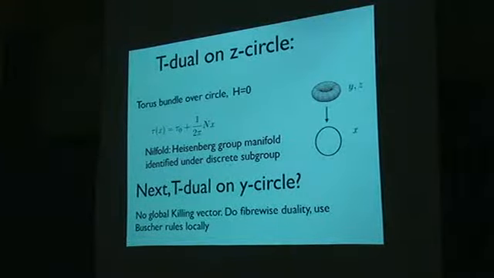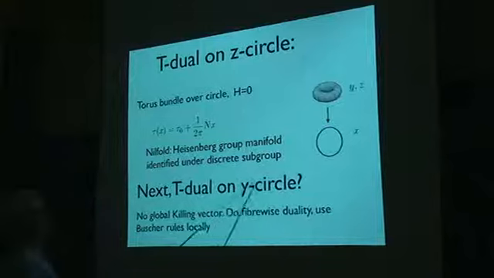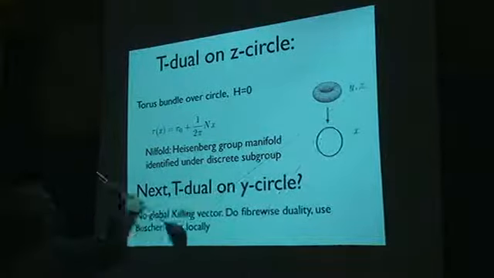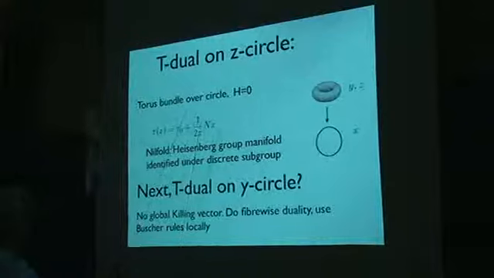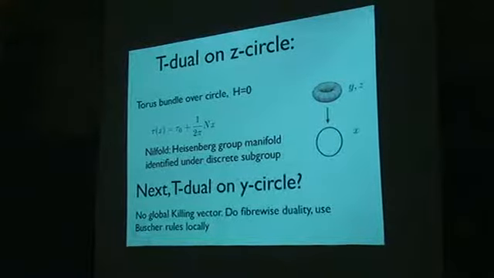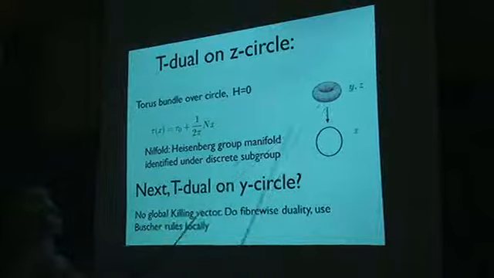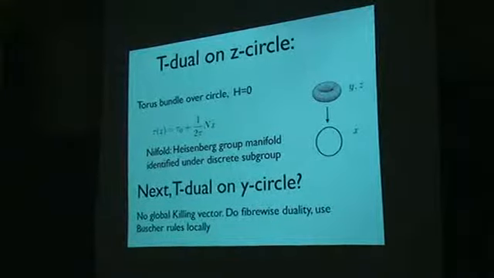So now we could ask what happens if we now T-dualize on the z circle. We just get back to where we started. We just undo the T-duality we just did. But we could, so things depend explicitly on x, but not on y. So we could now ask what happens if we do a T-duality in the y direction here.